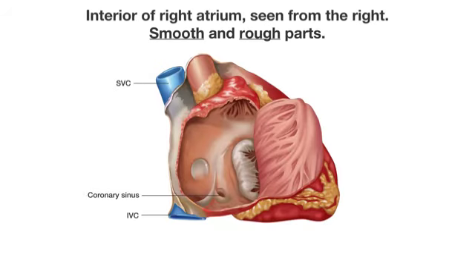We see the interior of the right atrium has both a smooth and a rough part. The smooth part is derived from embryonic veins which have been incorporated into the right atrium, and the rough part represents primitive heart. We see that there is a junction between the smooth and rough parts called the crista terminalis.